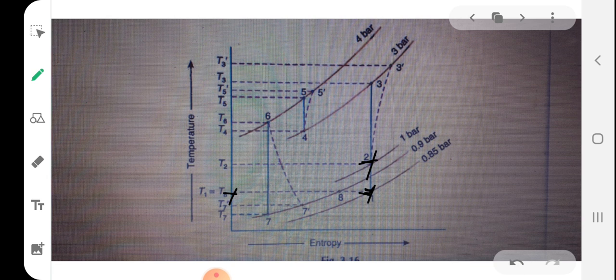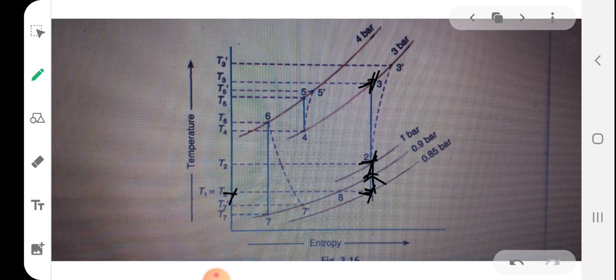Entropy remains constant. So this is the second point. Because it is an isentropic process, you just draw vertically upward. Okay, vertically upward, and then compression takes place to 3. If the compression was isentropic, it would have reached the point 3.